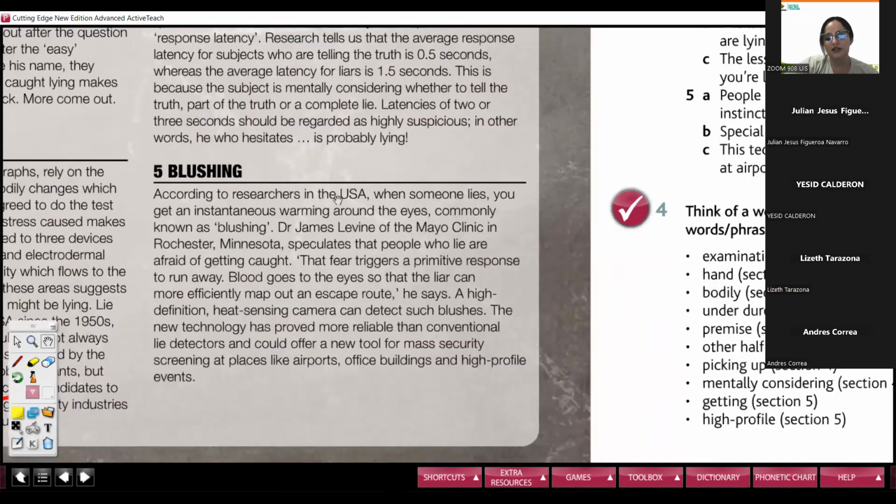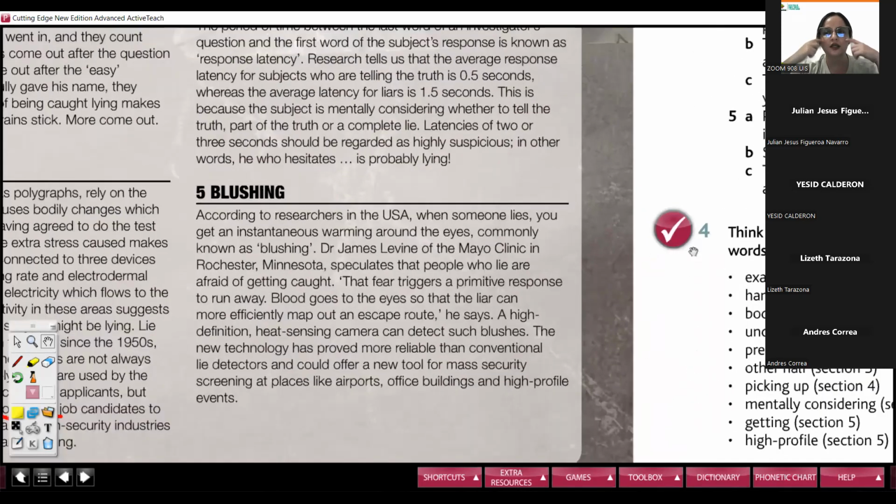And the other one is blushing. This here on our cheeks. Yes, when we blush, we get red. Yeah, sometimes we give that nervous smile. Yeah, because we are blushing. Okay, you have some color here that you cannot control because of some emotions.